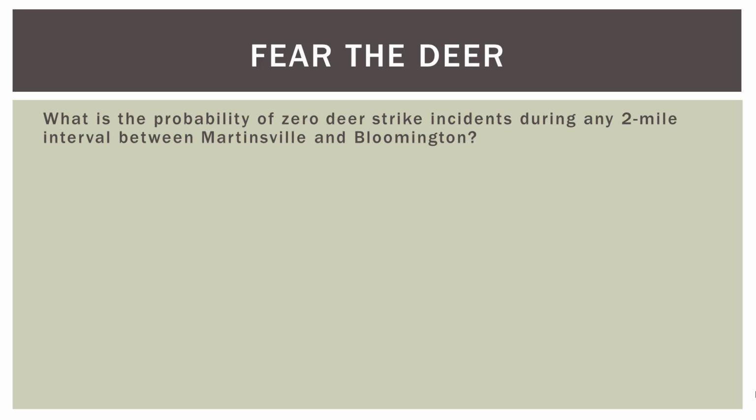So here's the question. What is the probability of 0 deer strike incidents during any 2-mile interval between Martinsville and Bloomington? So this is actually the 0 deer outcome. Now we can use the Poisson PDF that gives us the probability of exactly 0. Lambda is 3.9, and again x is 0, and that comes out to 0.02 or 2%. So the probability of 0 deer incidents in any 2-mile stretch of road between Bloomington and Martinsville is 0.02 or 2%.